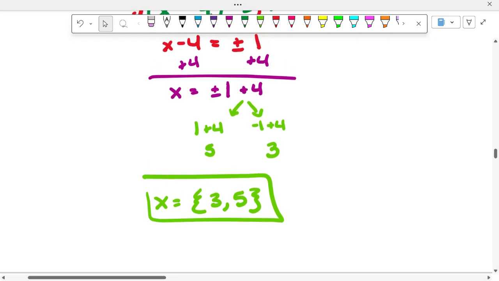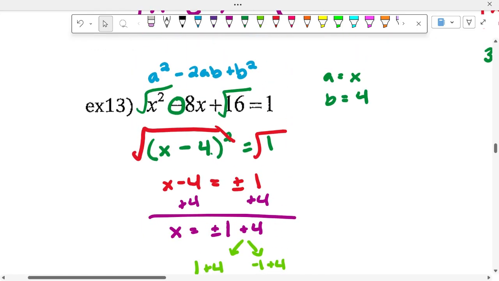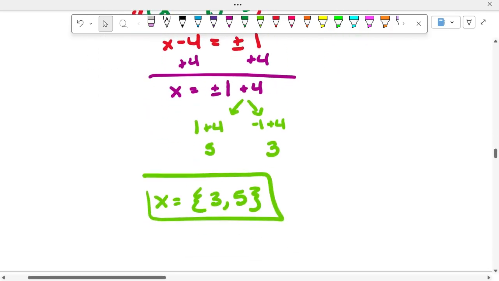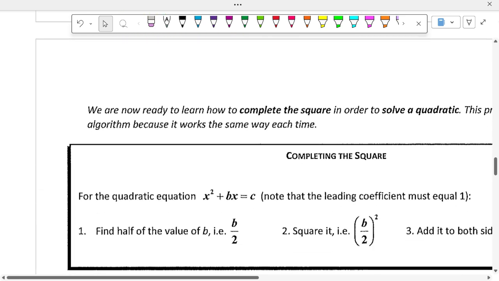Now, guys, if you didn't get that, you could have also just solved that by factoring. So subtract the 1 over to the other side. That would have given you something factorable, and you could have factored that too. Like I said, there's more than one method that can work. Okay, so that's solving by taking a square root. Now let's look at when we have to do some completing the square.